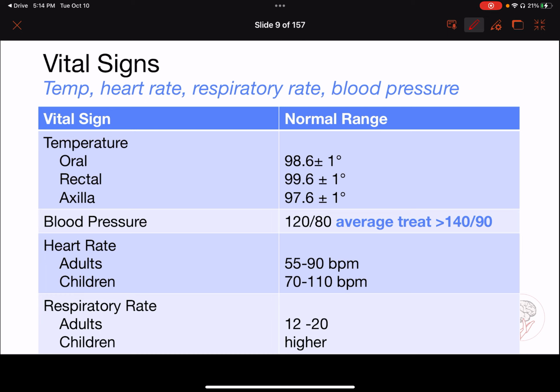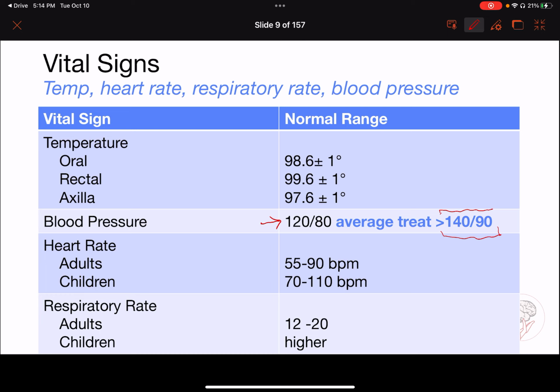So for our vital signs, temperature, obviously, we want it to be around 98.6 degrees for an oral temperature. If we're taking a rectal temperature, it's a little bit higher, around 99.6. On blood pressure, we'd like to see around 120 over 80. But when we start seeing things like 140 over 90, that means we're looking at high blood pressure.